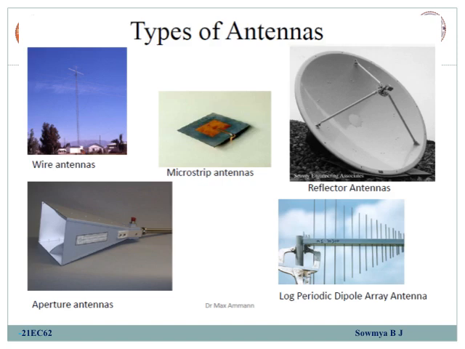This slide gives the representation of the different types of antennas, how these antennas actually look. The first one is the diagram of the wire antennas. This is the microstrip antennas which we actually find in our mobiles. Next, this is the reflector antennas which we actually find in our dish TVs. Next is the aperture antennas. Then we have the log periodic dipole array antenna.